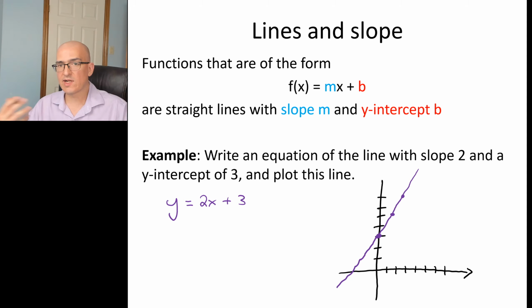So knowing a little bit about the anatomy of a line allows us to graph a line without making a table of values. Just like knowing a little bit about the anatomy of a quadratic allows you to do the same for a function of the form y equals a times x minus b all squared plus c, vertex form.